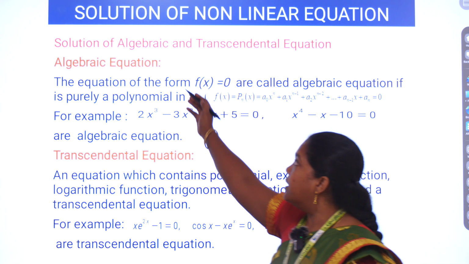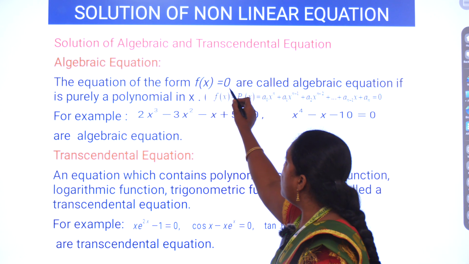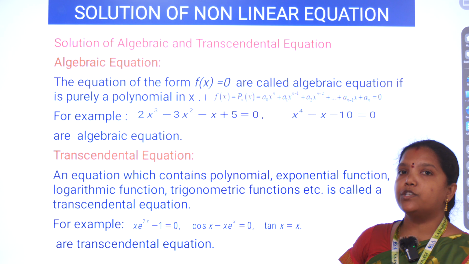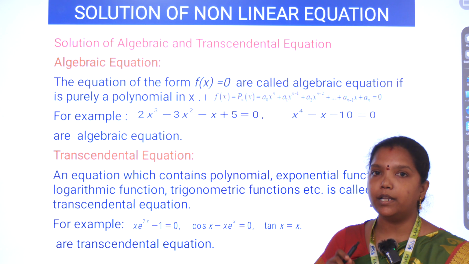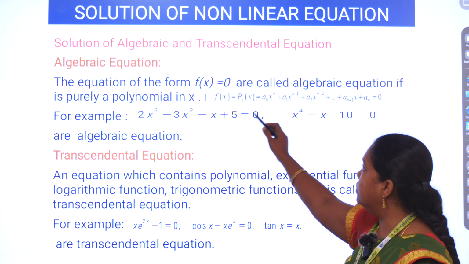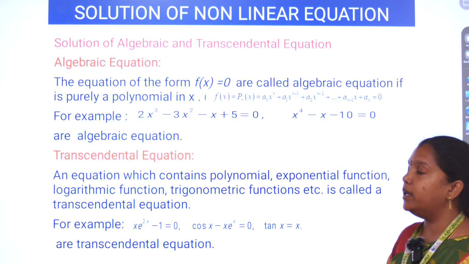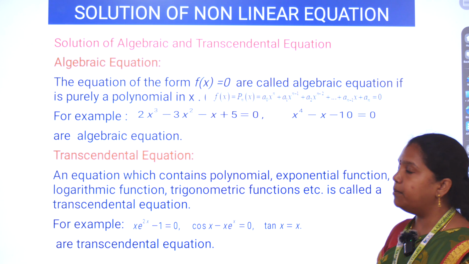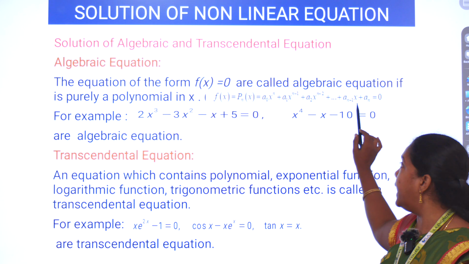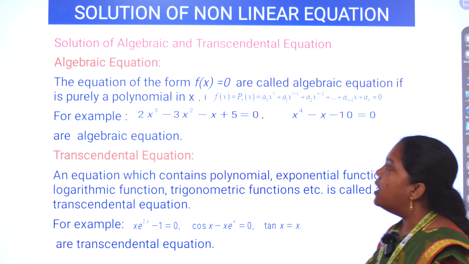Algebraic equation. The equation of the form f of x equal to 0 is called an algebraic equation. It is purely polynomial in x. The polynomial equation f of x equal to a naught x power n plus a1 x power n minus 1 plus a2 x power n minus 2 plus etc. an minus 1 x plus an equal to 0.